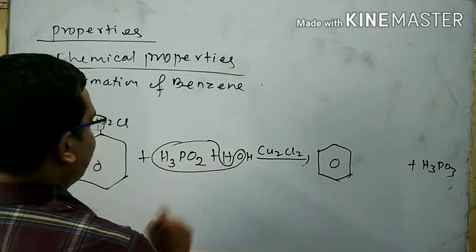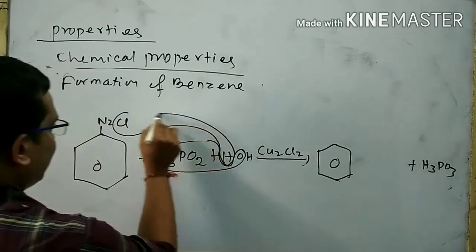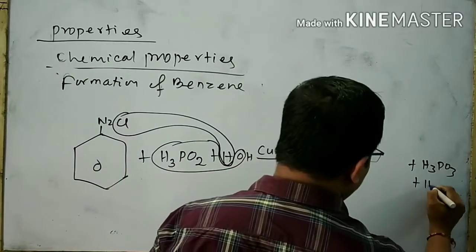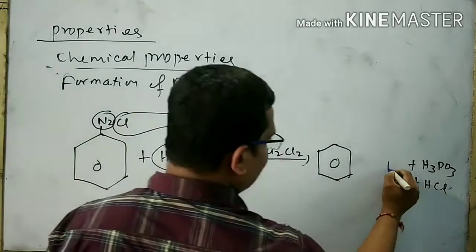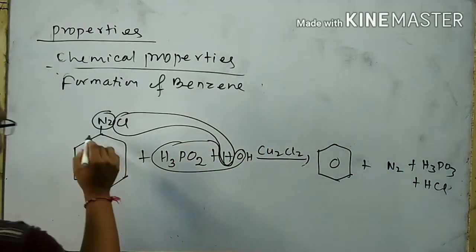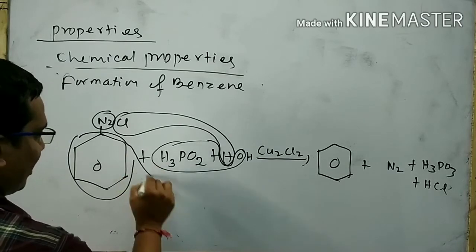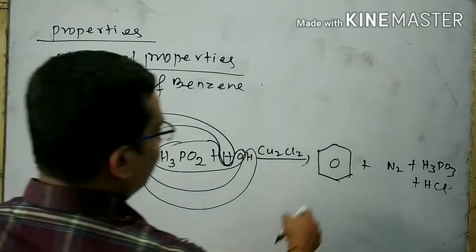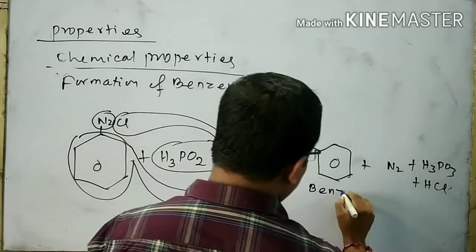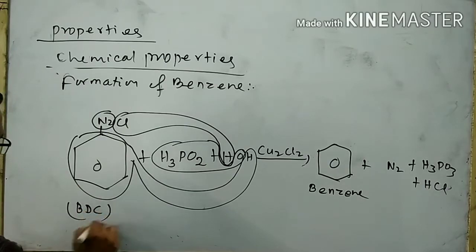There are two hydrogen atoms present. Remove an HCl molecule by this hydrogen atom. So another byproduct is HCl. Next is N2, and the remaining part is this part, and the hydrogen atom is able to form benzene. This is your benzene. The name of this compound is BDC.